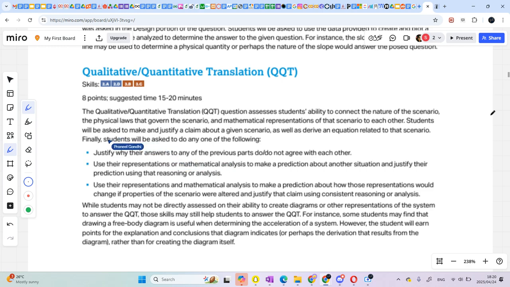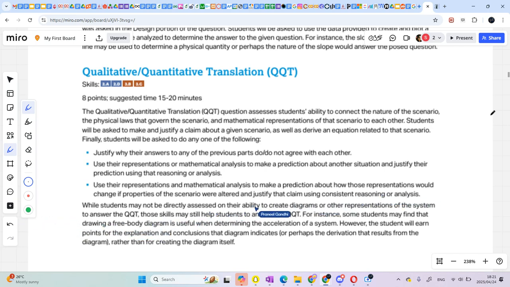And then you'll be asked to do one of these three things. Justify why your answers might or might not agree. Use your representation to make a prediction about another scenario or another situation and justify your prediction. Or use your representations to make a prediction about how they would change if properties of the scenario were altered, and justify the claim using consistent reasoning or analysis.